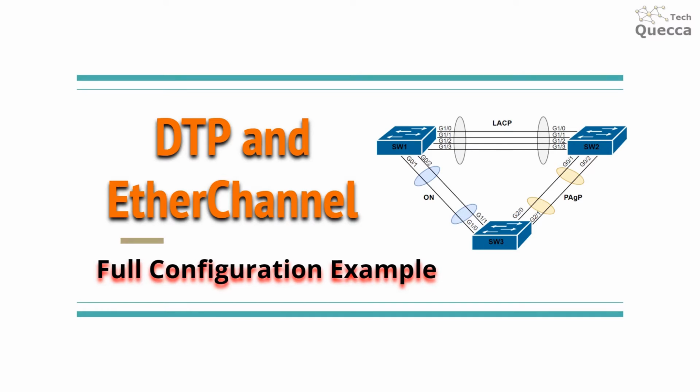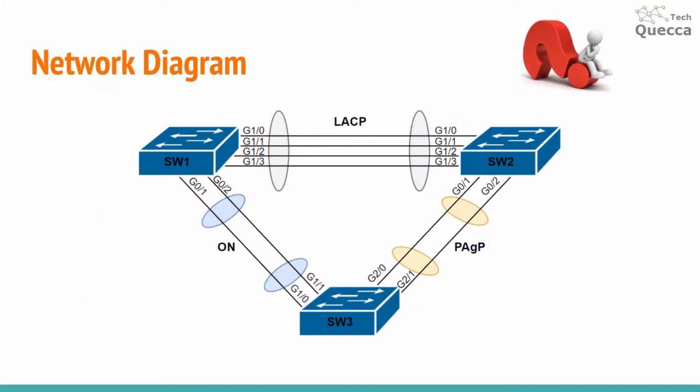So let's get started. Today I'm gonna use a very simple network diagram where I have three switches: SW1, SW2 and SW3. And I have multiple links between my switches. I have two links between switches SW1 and SW3, two links between switches SW2 and SW3, and four links between SW1 and SW2 switches. I'm gonna bundle these links in different EtherChannels and see how it works. So let's move on to configuration.